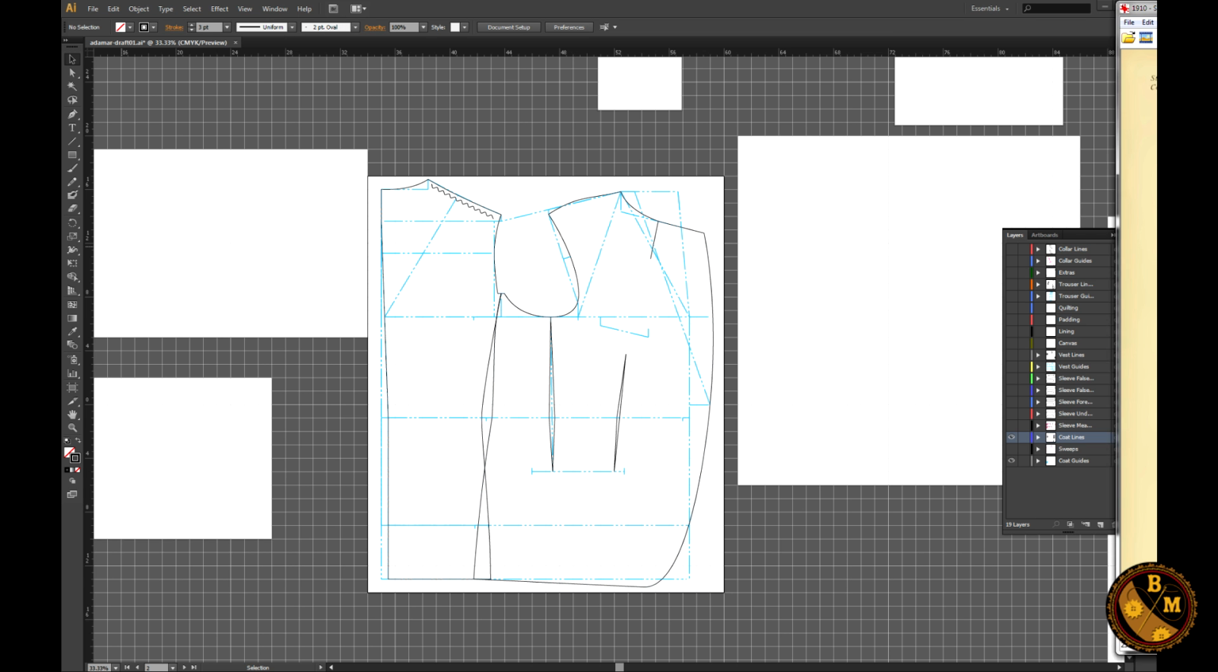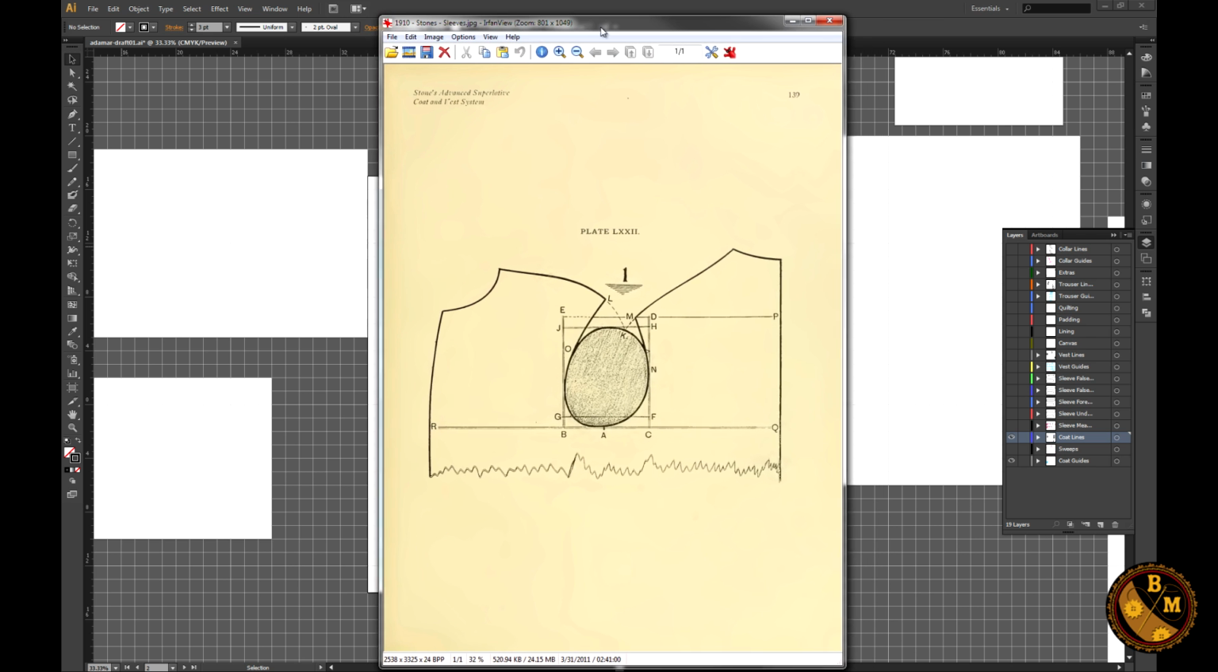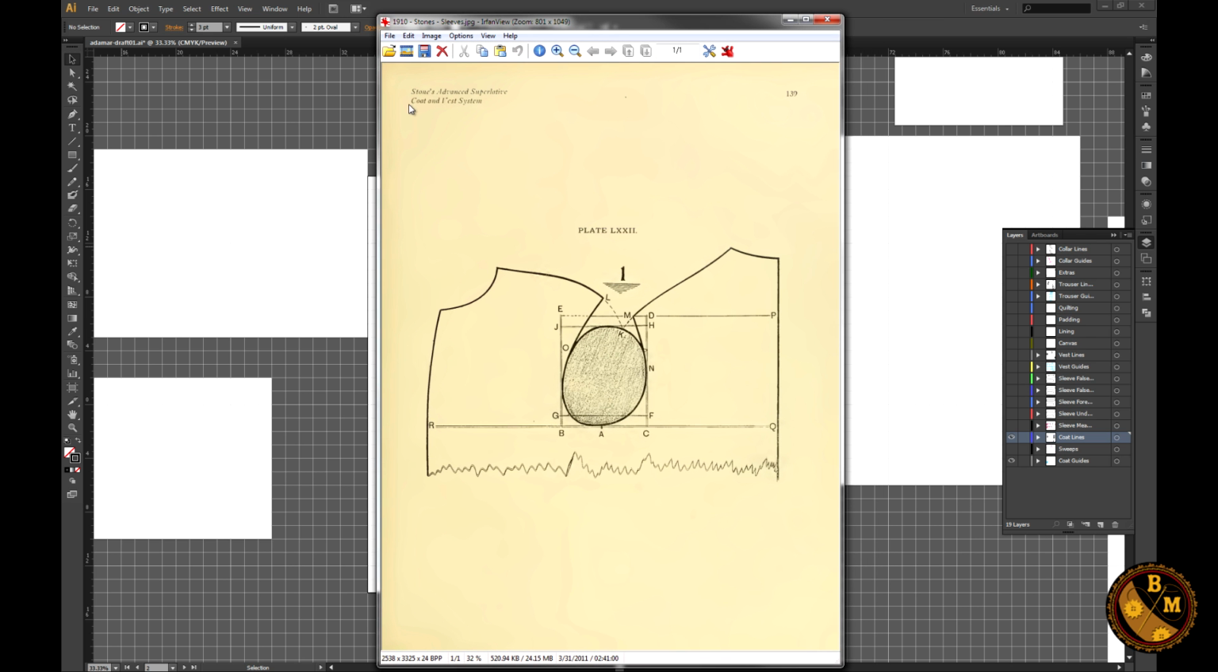Let me bring this over here. I found this. This was part of Stone's advanced superlative coat and vest system. It was from a book from 1910. And this made it click for me.